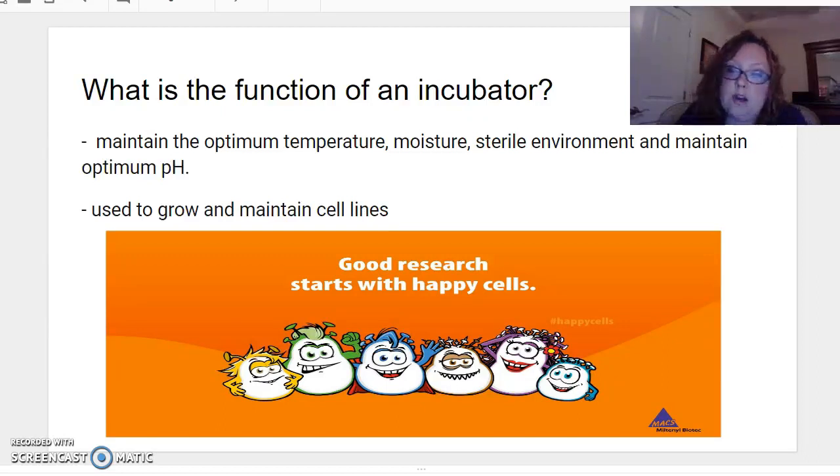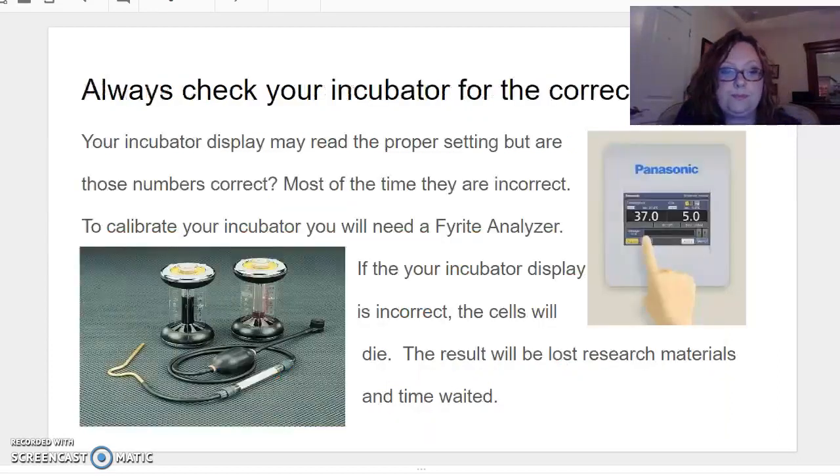It's important, if you share an incubator with another scientist, that y'all maintain it and communicate, and I would strongly suggest that you keep one cell line on top and one cell line on bottom and don't mix on shelves. So they're used to grow and maintain cell lines.